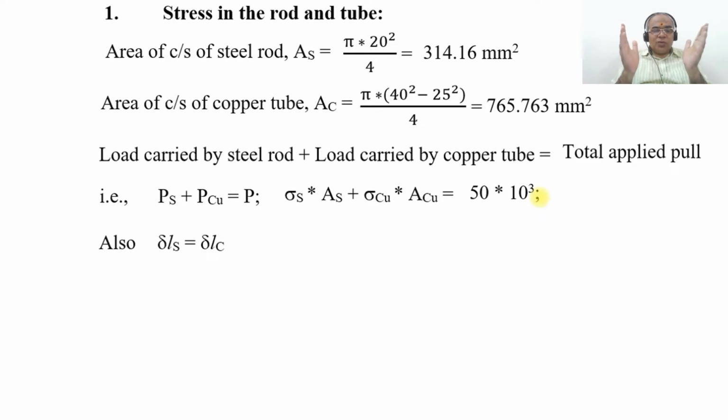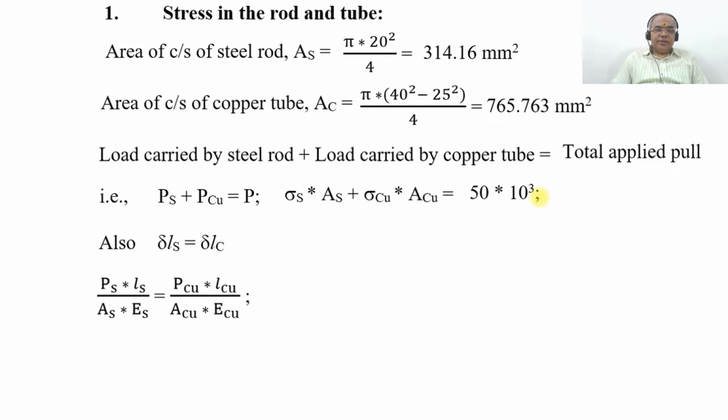So to do that, we have the deformation formula, which is delta L equal to P into L by A into E. In this case, PS into LS by AS into ES will be equal to PCU into LCU by ACU into ECU. So that is what we have got here. What we know is PS by AS is nothing but sigma S. So sigma S into LS by ES is equal to sigma CU into LCU by ECU. So that is what we got now.